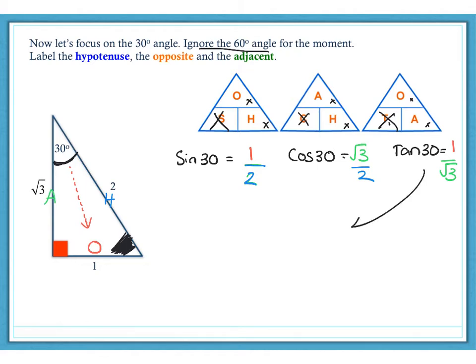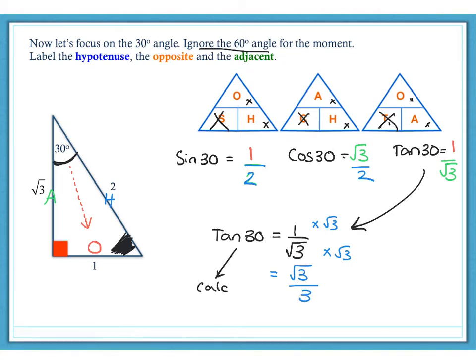The tan of 30 is interesting because in its third form we can then rationalise the denominator, so multiply the numerator and the denominator by root 3, and we get an equivalent answer of root 3 over 3. If you input tan of 30 into your calculator, it will give you an answer of root 3 over 3.